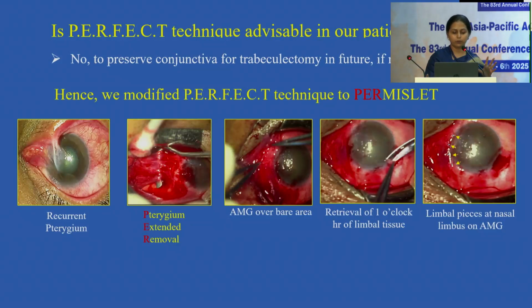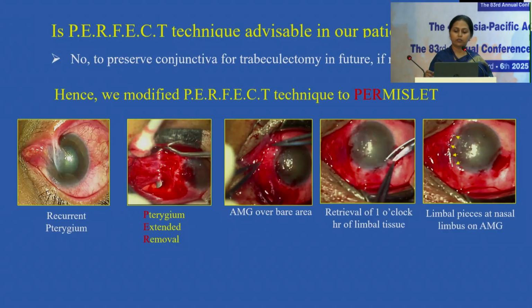So what we were doing in perfect technique was we were removing the diseased tenons and the pterygium completely in an extended fashion, and then we were putting an autograft there. But here what we are doing is we are doing the same thing. We are removing the pterygium, extended removal, but we are putting an AMG now over that bare sclera.